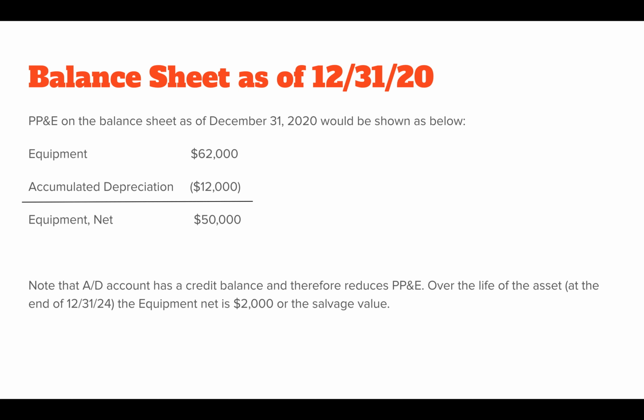So when I'm showing my equipment with the cost of $62,000 less accumulated depreciation of $12,000, that will give me equipment net of $50,000. I'm doing this only as a partial balance sheet. So note that accumulated depreciation account has a credit balance and therefore reduces property, plant, and equipment. Over the life of the asset, meaning at the end of December 31st, 2024, the equipment net is $2,000, or in other words, the salvage value.